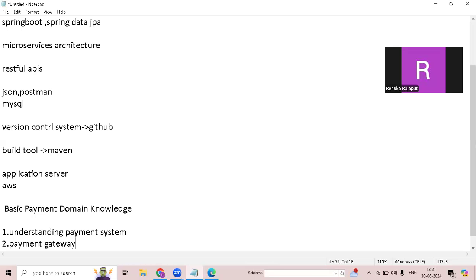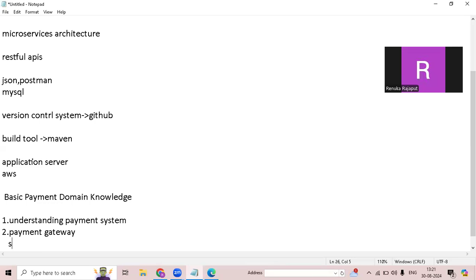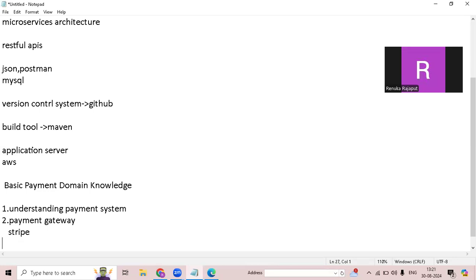Payment gateway is mainly it will facilitate the online payments by securely transmitting payment informations. So popular payment gateway, it means popular payment gateway is like Stripe. Stripe is a popular payment gateway, and third one is a payment processor.